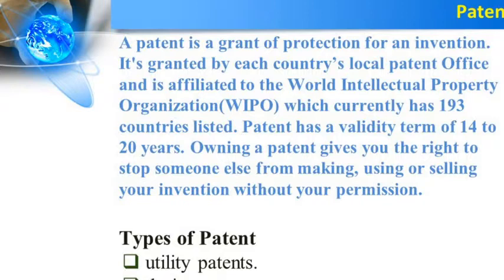Then the third one is plant patent. Plant patents are for newly invented strains of asexually reproduced plants to be patentable. The plant must have been asexually propagated. These are plants that reproduce by means other than from seeds, such as by the rooting of cuttings, using layering, budding, grafting, or inarcing.